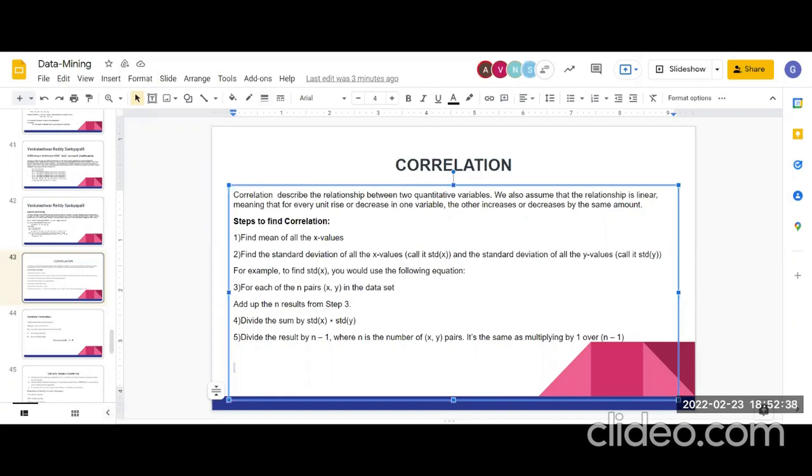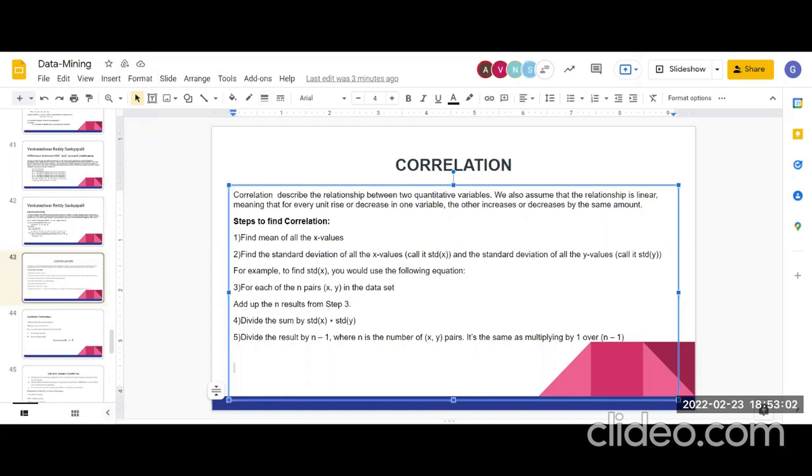And we could also see the steps to find the correlation, and we can assume that the relationship is linear, when one unit increases or decreases, the other unit increases or decreases by the same amount. And there is also a similar concept such as regression when we technically speak about the correlation.